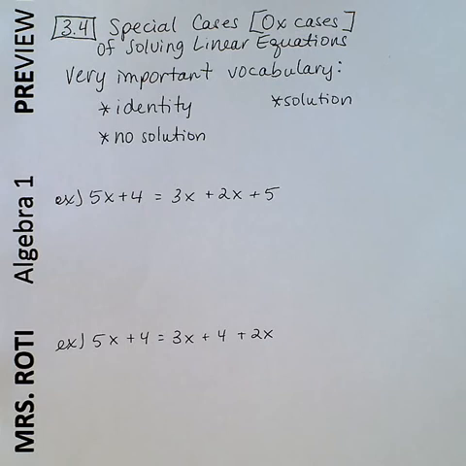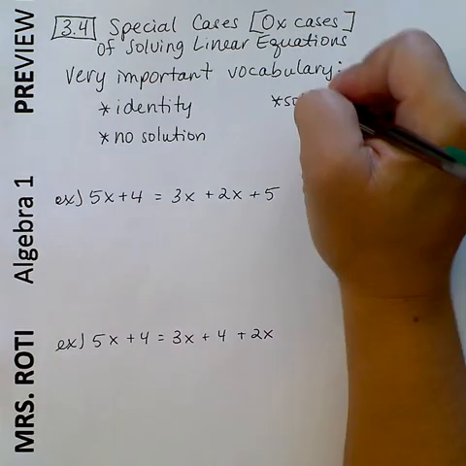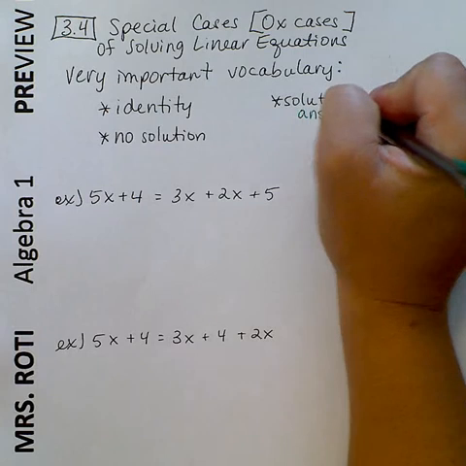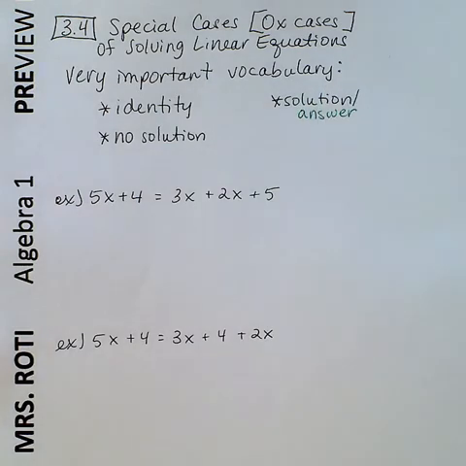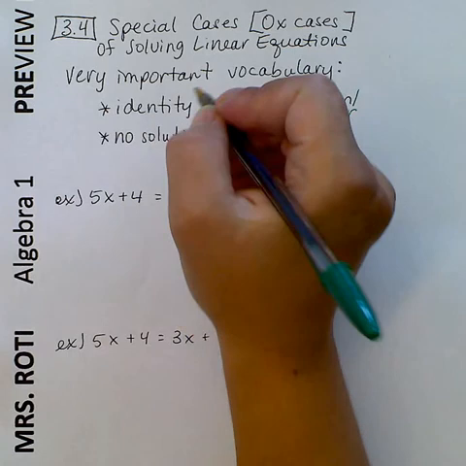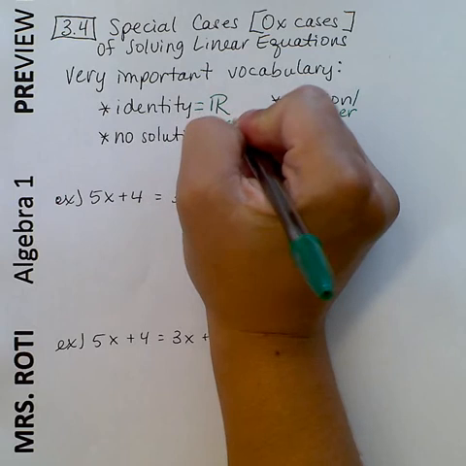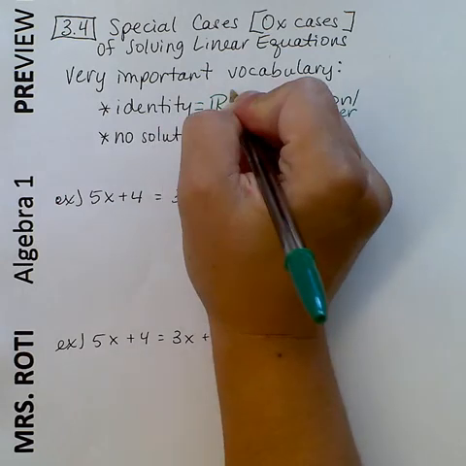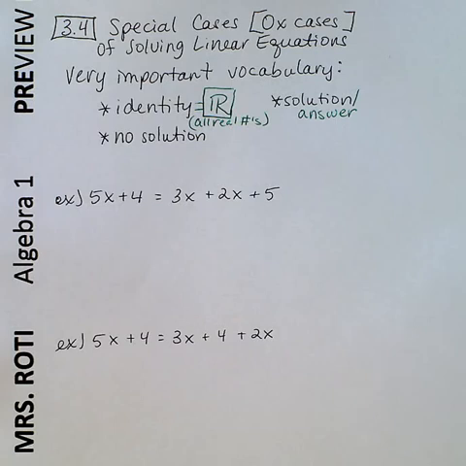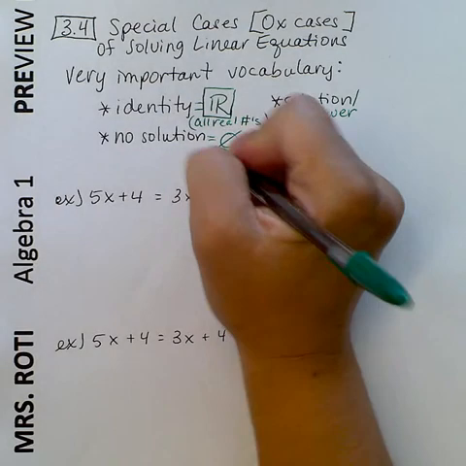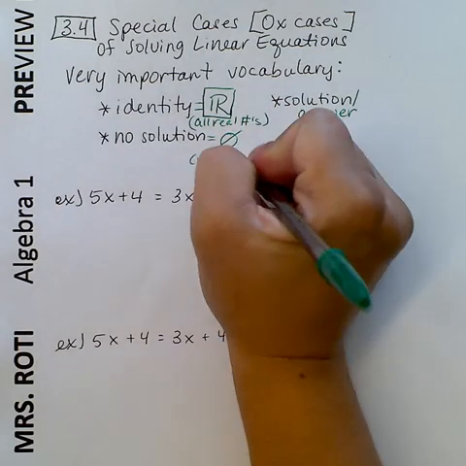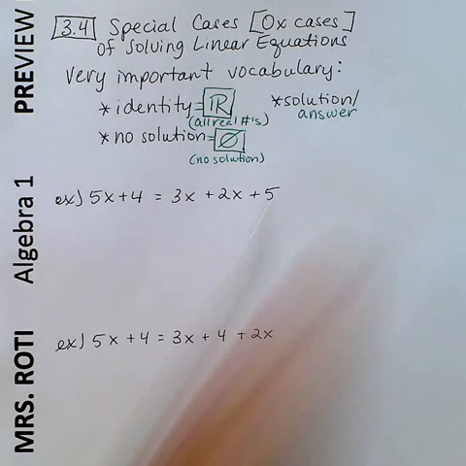Well, to start from a previous section, we know that a solution is the answer to an equation. We can plug that in to check. But in this special section, we will see solutions or answers that have special names, like identity. That means that all real numbers, that's what this symbol means, will work when you check to see if they are solutions. Or no solution will work when you plug it back in to check. And here's the symbol for no solution.